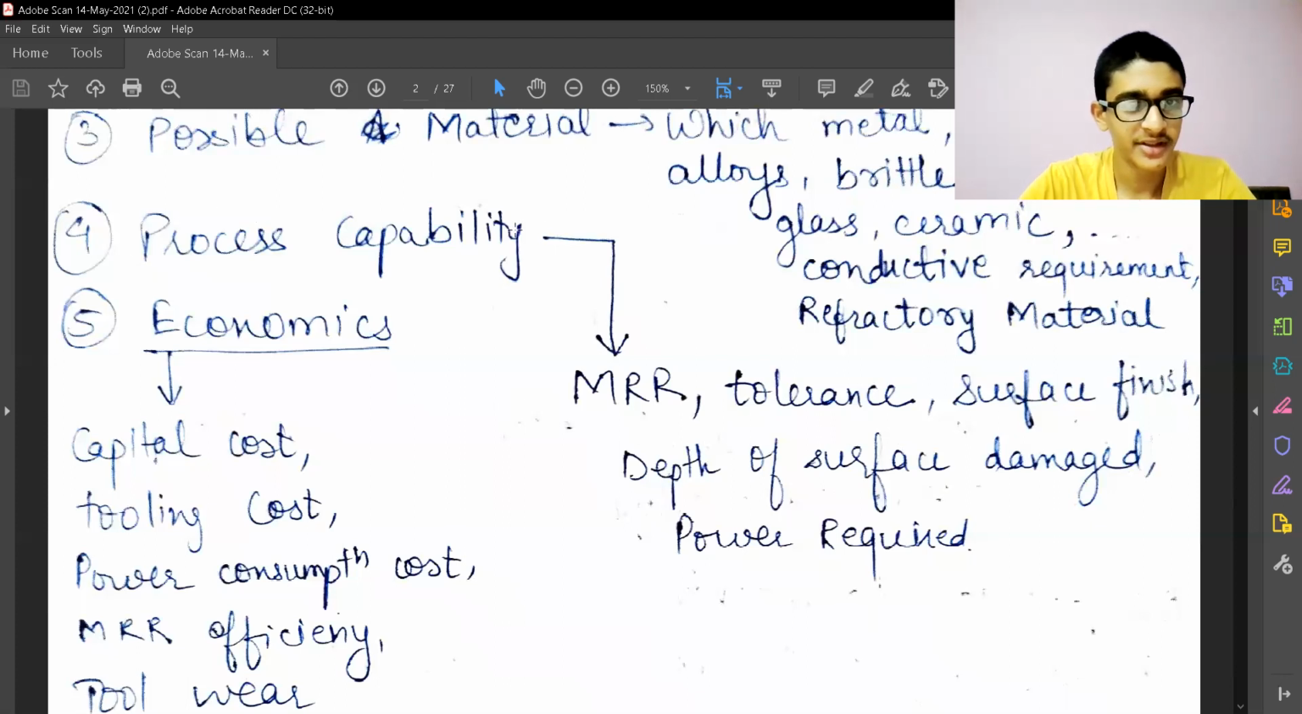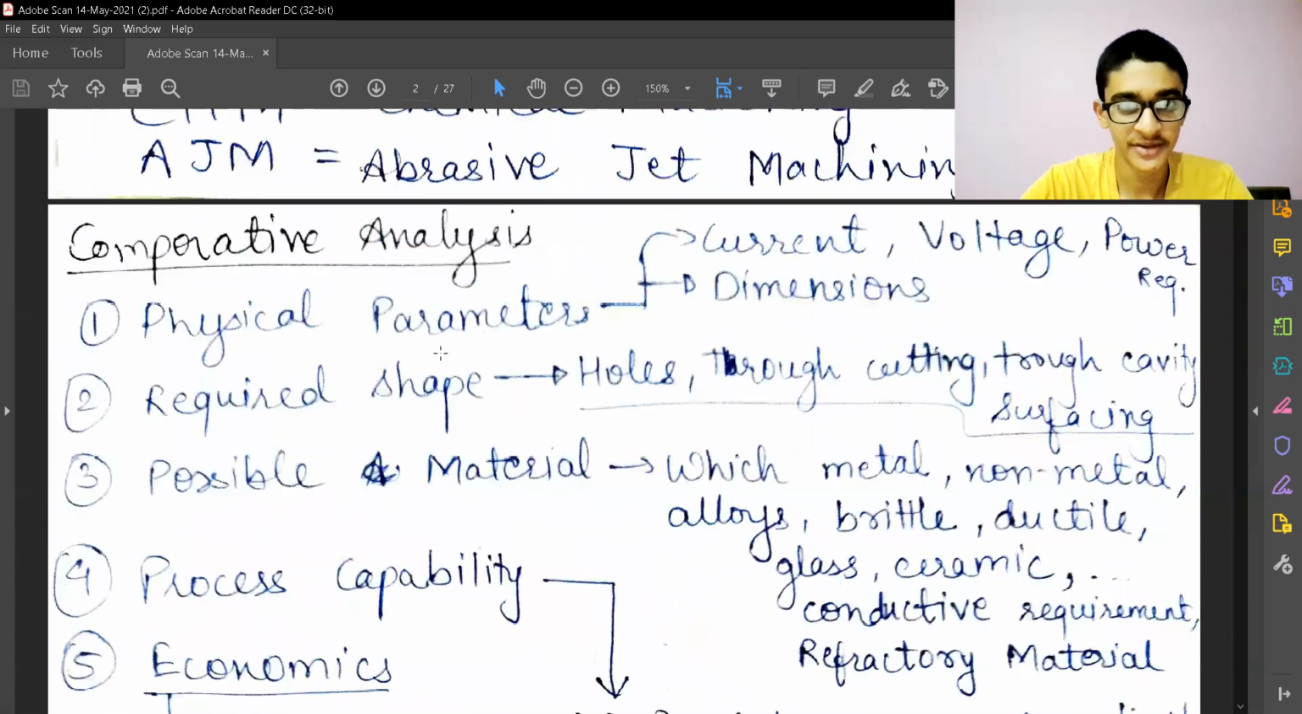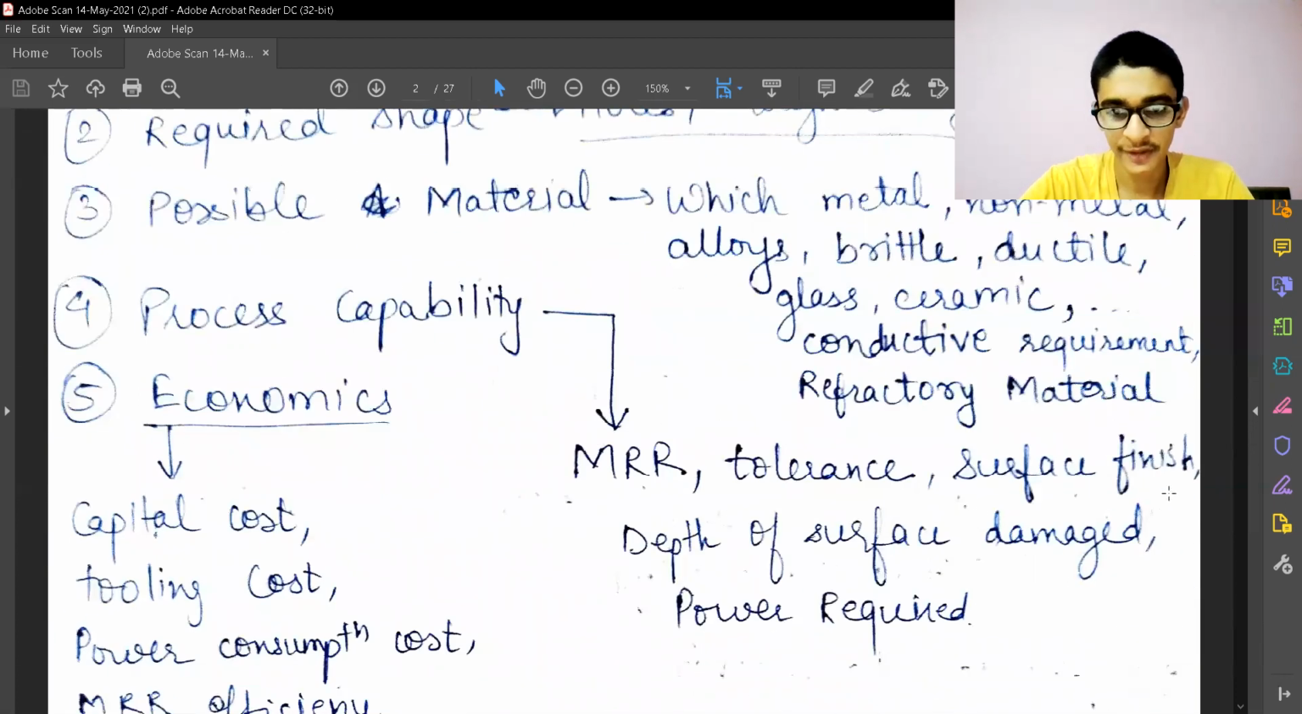Then the fourth is the process capability. So what is the material removal rate of those processes? What is the tolerance? What is the minimum size of a feature I can make using those machining processes? Then the surface finish I can achieve from those machining processes. Whether they are going to give high or relatively low surface finish, and the depth of surface damage.